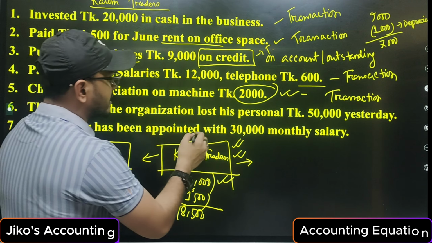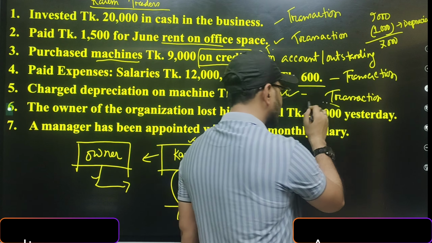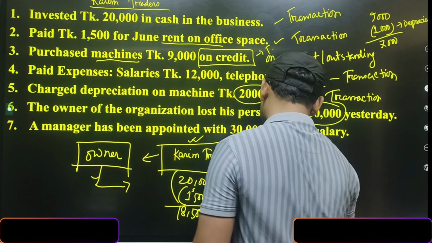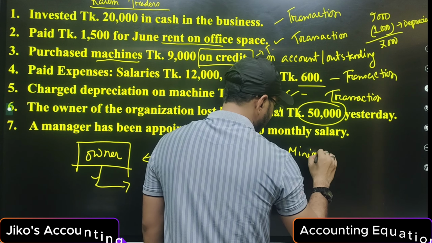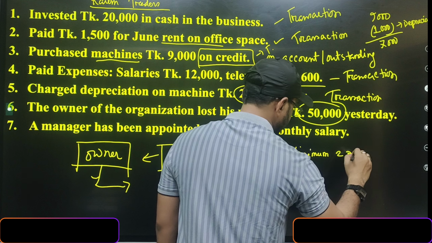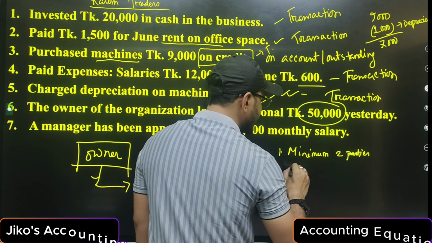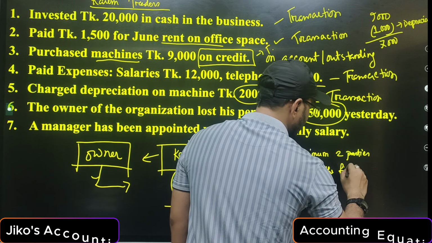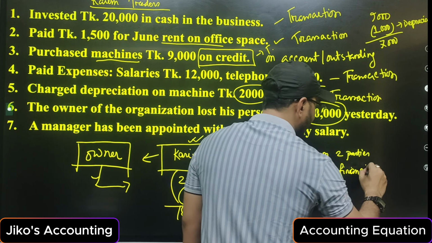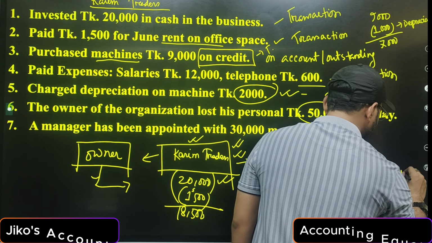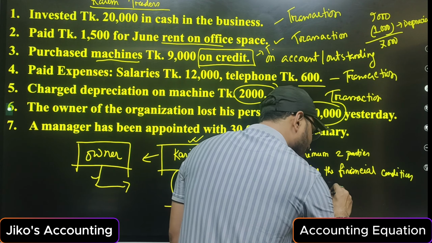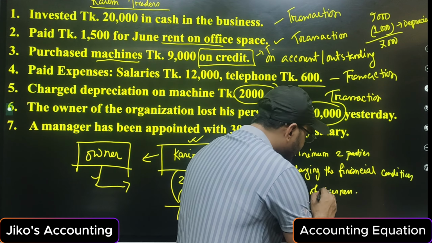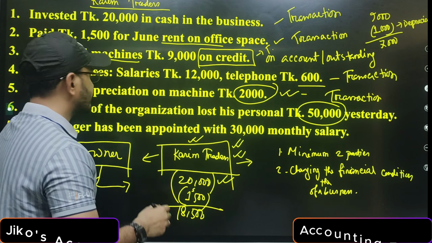The owner of the organization lost his personal 50,000 taka yesterday. Now try to get this one. Again, there must be minimum two parties. What is our first condition? Minimum, there must be two parties. And changing the financial condition of the business. Of the business, not the owner. What have I said? The financial condition of the business. Try to guess this one.